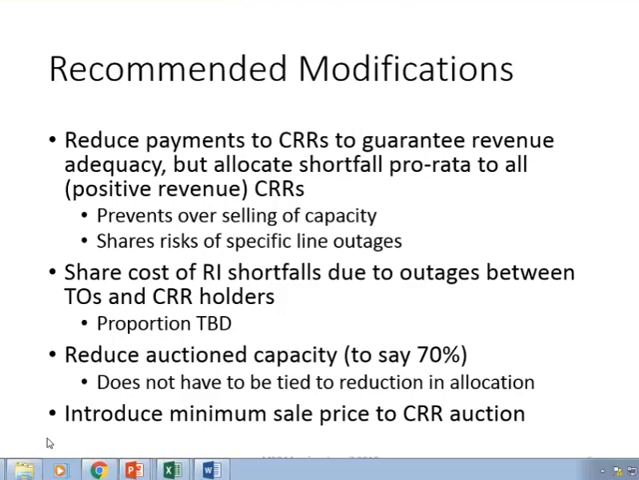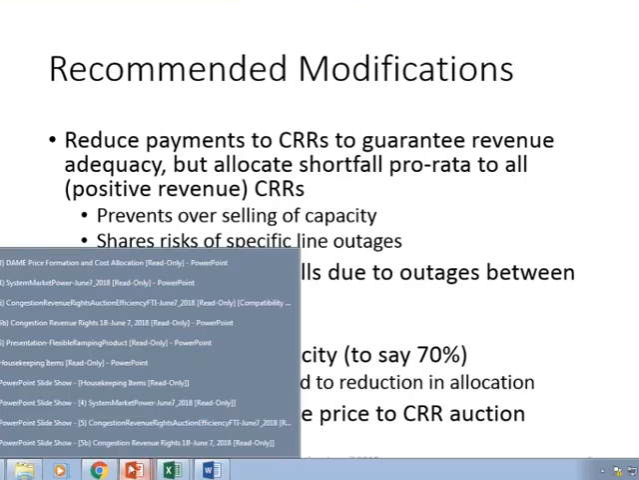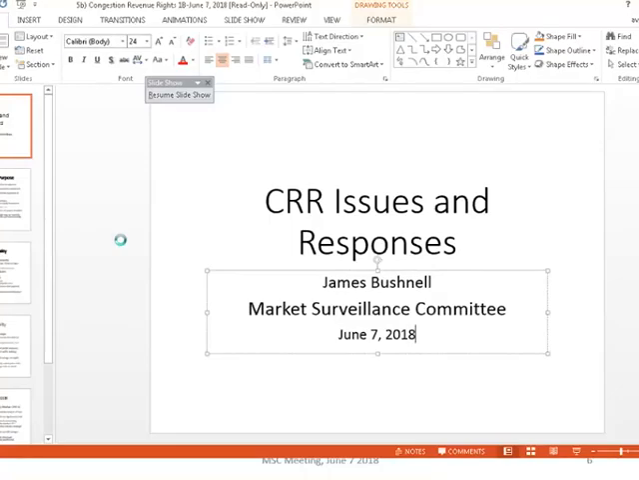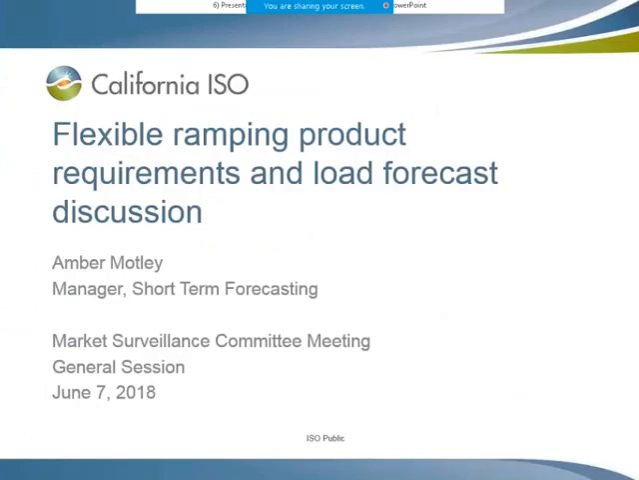Amber, I'm sorry to have delayed things so long, but this is the getting the flexible ramping product working correctly and improving forecasts, an important topic. So I'd like to introduce Amber Motley, who will be making a presentation on this, the last agenda item.